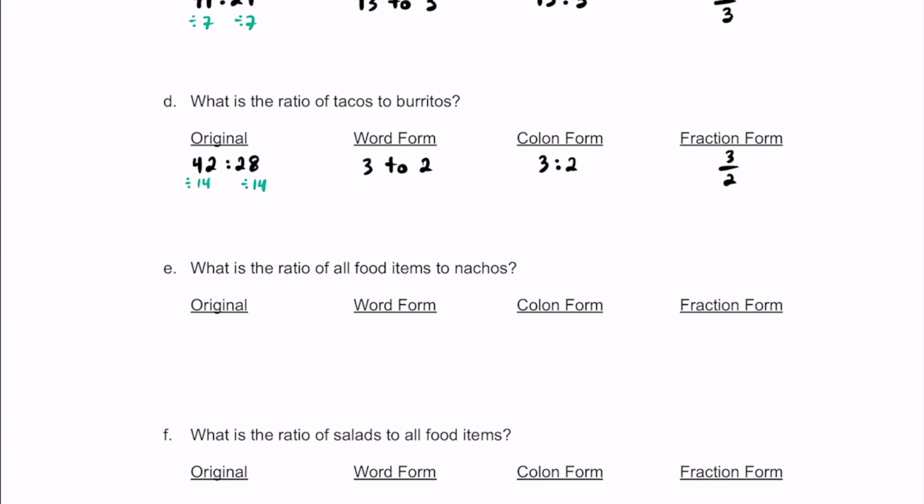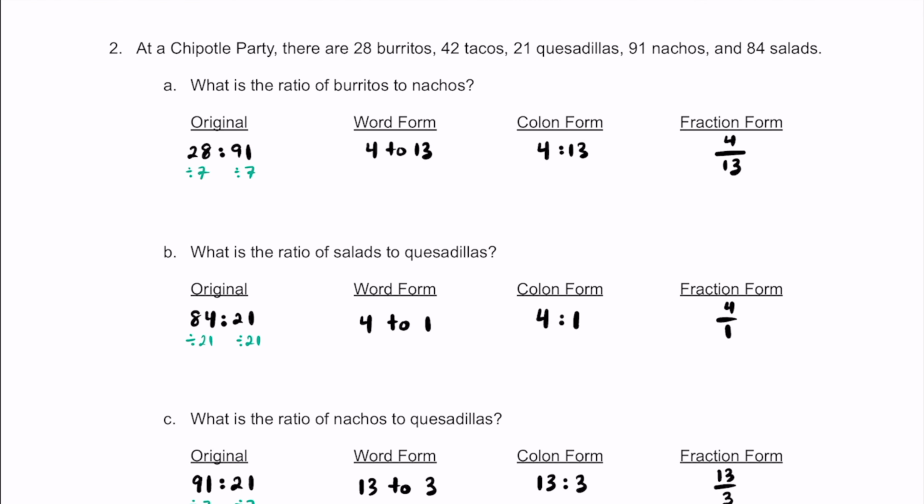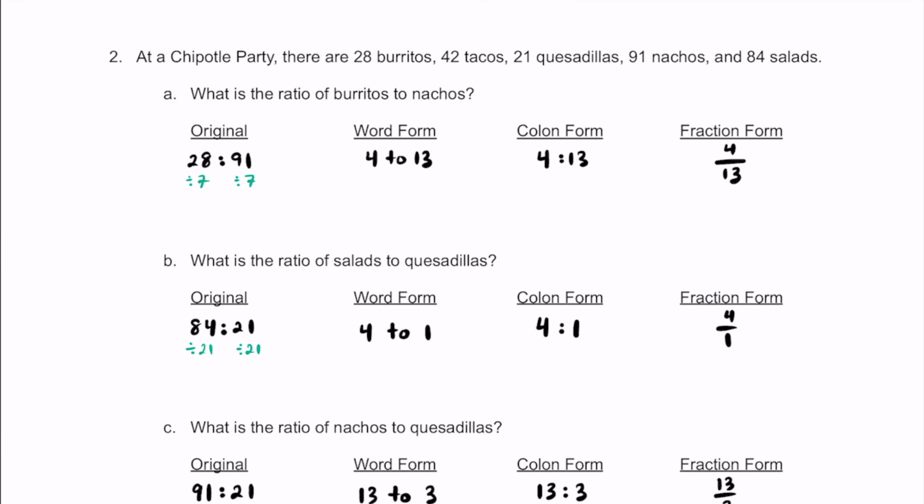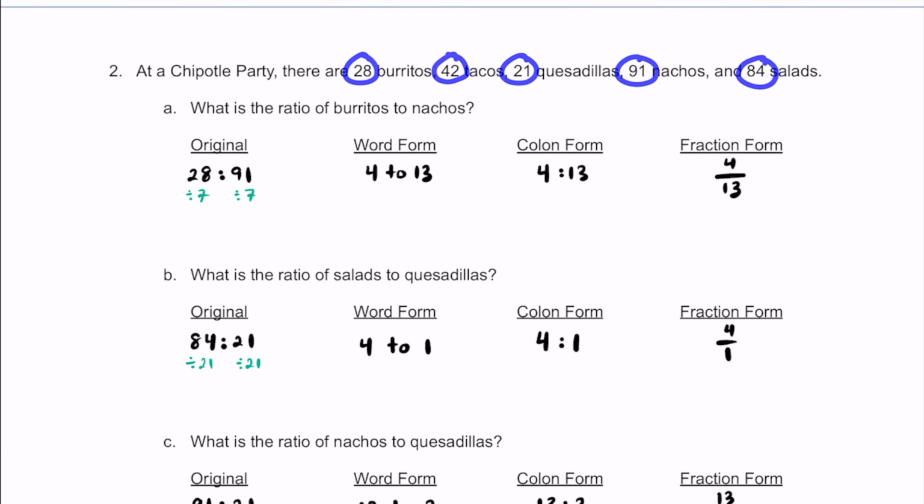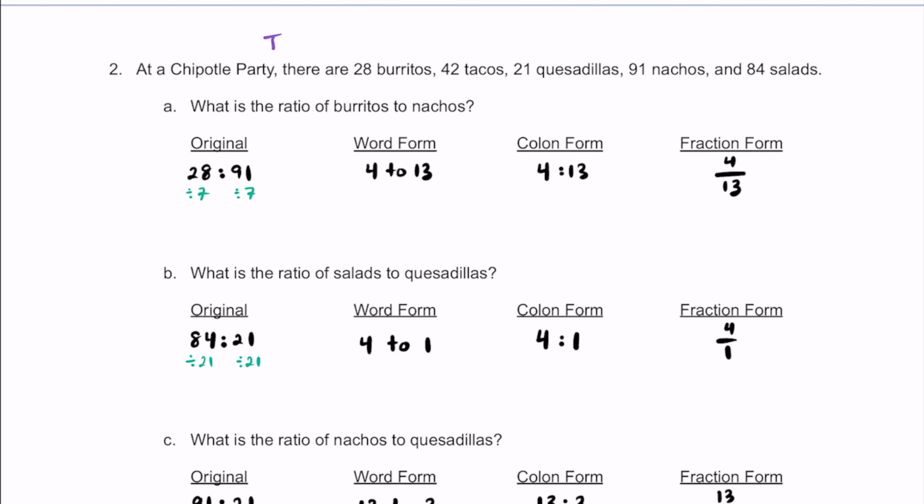Alrighty, for part E, it says what's the ratio of all food items to nachos. Okay, so we need to count up all the food items here. Let's go ahead and see what we got here. So it looks like we have to add each of these. There are 5 different food items here, right? So if we add 28 plus 42 plus 21 plus 91 plus 84, we should get a total of 266. So total items, I think that's right, is going to be 266 items.